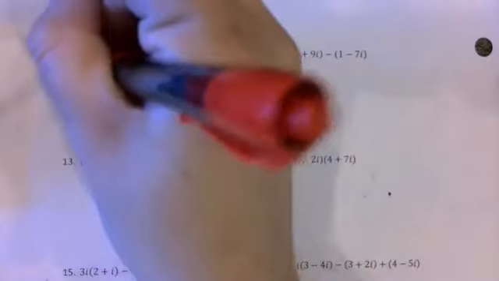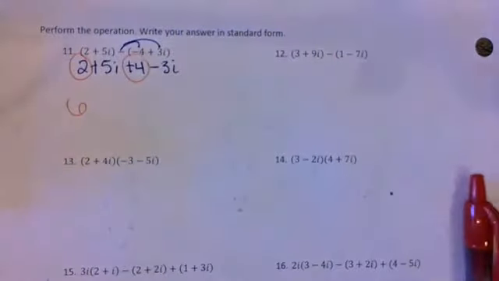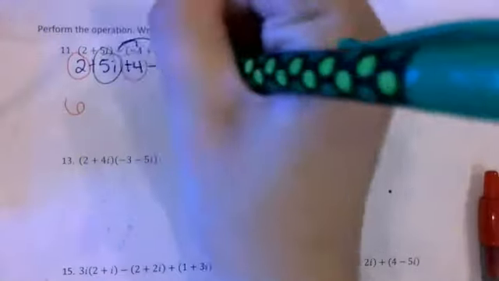And I want to combine like terms, so I'm going to combine my real pieces together. 2 plus 4 is 6. Then I combine the imaginary pieces. 5 minus 3 is negative 2i.